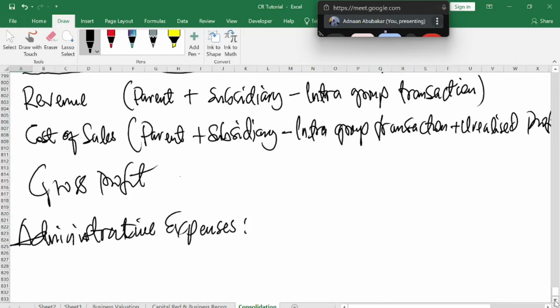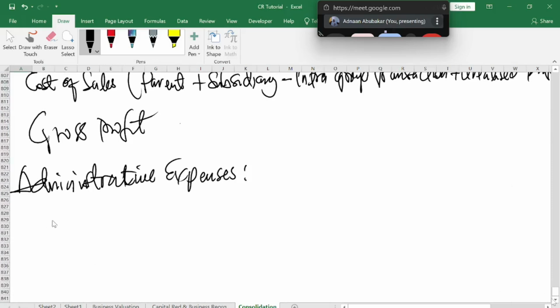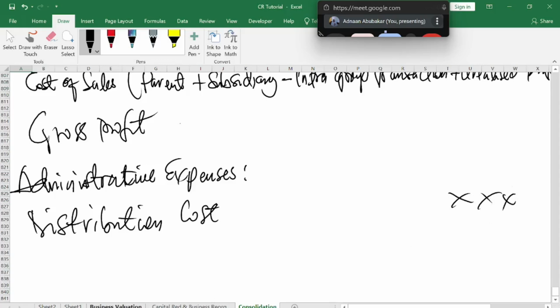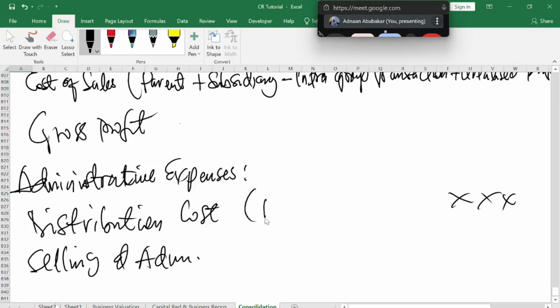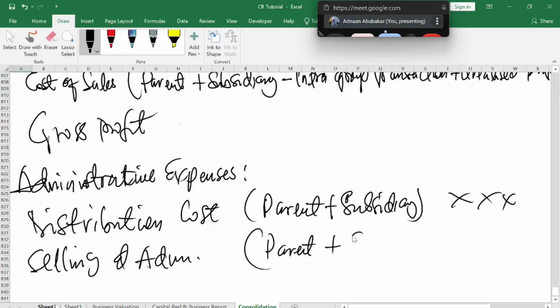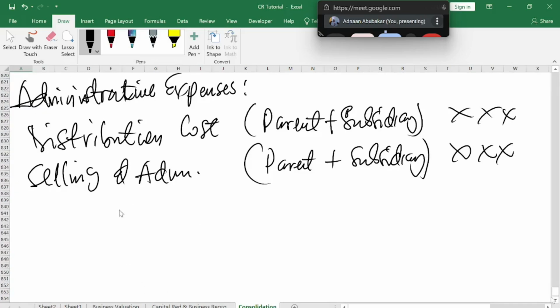Now, under administrative, you have a whole lot of expenses that you may see. So you have maybe your distribution cost, example of some of the costs that you may see. So you have your administrative distribution cost. You have maybe selling and admin. That one too is parent plus subsidiary, then you put it there. The same thing here, parent plus subsidiary. That one too, you put it there. Now, the selling and administrating could be marketing, you understand, or the product. You also have what?